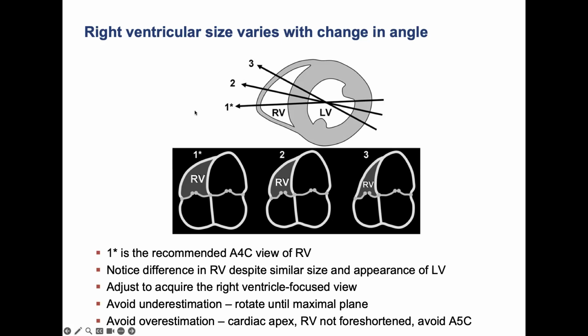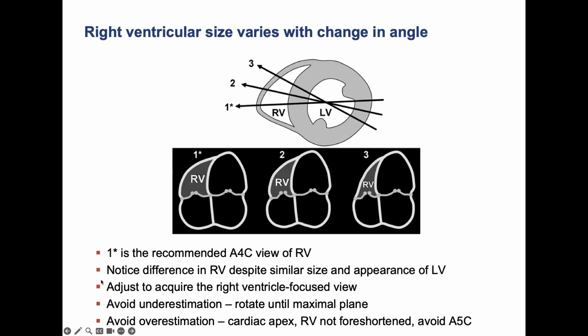Because if you think about it, if you're in that apical four chamber view, as you rotate to get rid of that right ventricle to end up in the apical two chamber view that we talked about in previous lectures, you rotate until that right ventricle is gone. So just remember, it is possible to be slightly rotated such that your right ventricle looks smaller. So in summary, 1 star is the recommended apical four chamber view of the right ventricle. Notice this difference in the right ventricle despite similar size of the left ventricle, and adjust. You can adjust to acquire a right ventricular focused view.